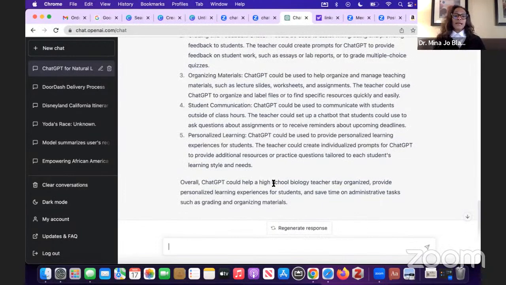The other thing is that number 5, personalized learning. ChatGPT could be used to provide personalized learning experiences for students.